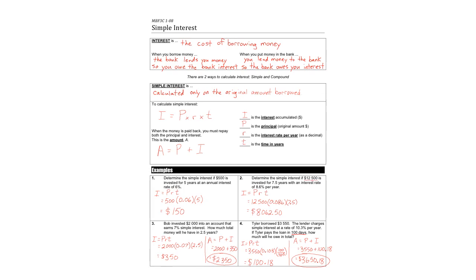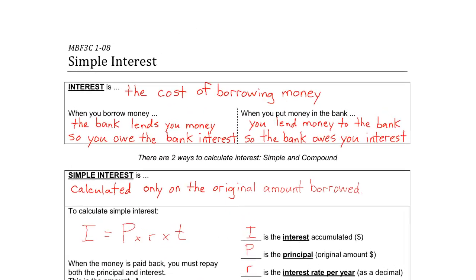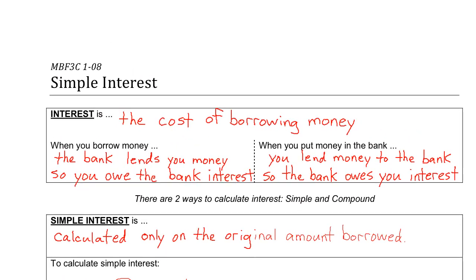Before we start talking about compound interest, let's revisit what we looked at last spiral. Last spiral we talked about simple interest. And I mentioned that there are two ways to calculate interest. Simple interest was the first way, compound interest was the second way. So in spiral 1 we talked about simple interest. In spiral 2 we're going to talk about compound interest.